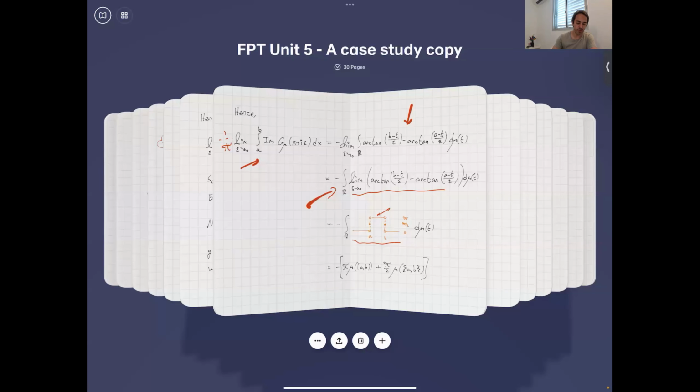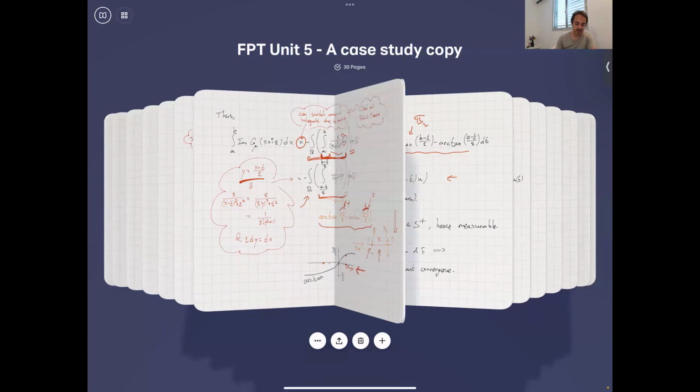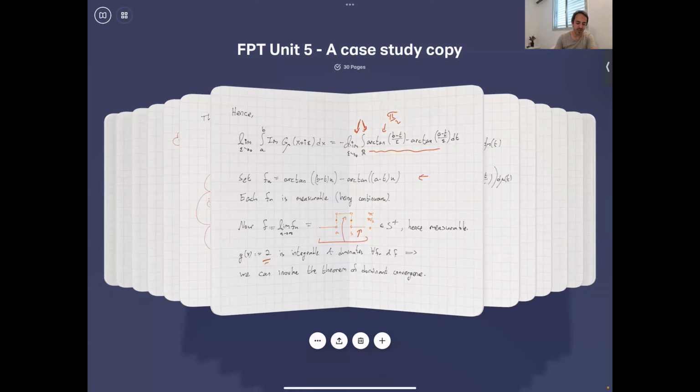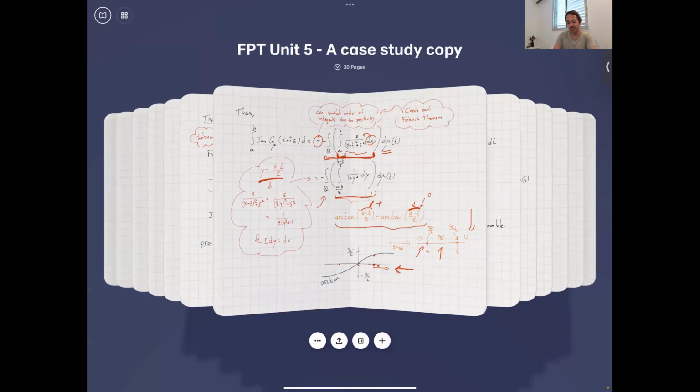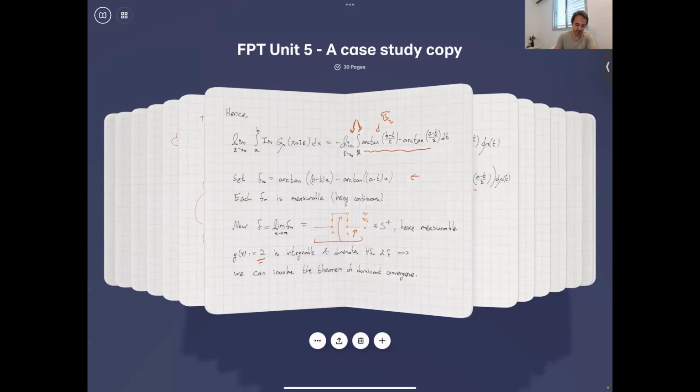But you see, we had to use much of what we learned: how to integrate simple functions, the dominated convergence theorem, Fubini's theorem, which we didn't really cover, but I think we're fine.